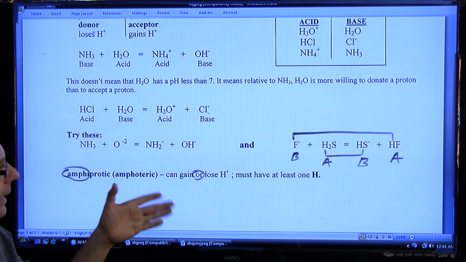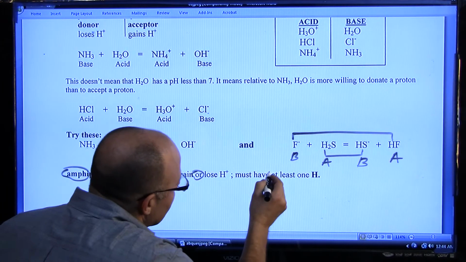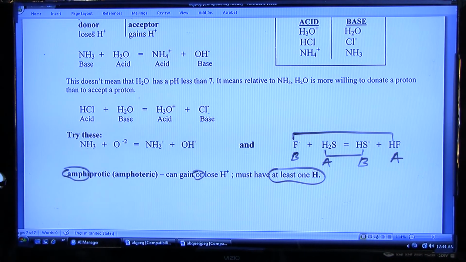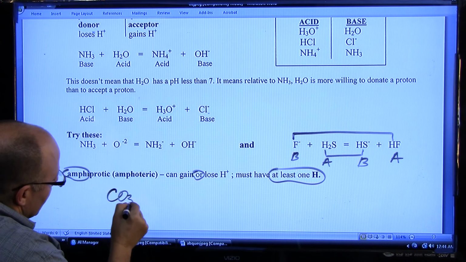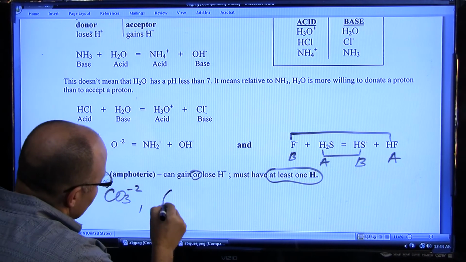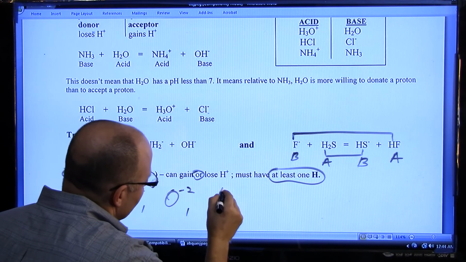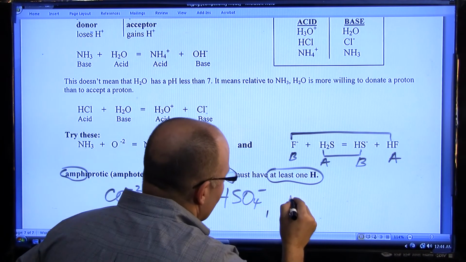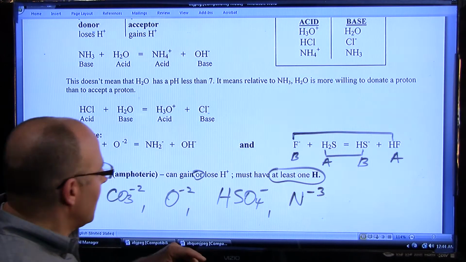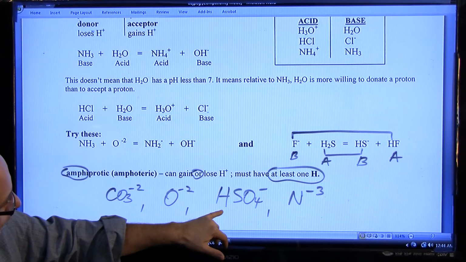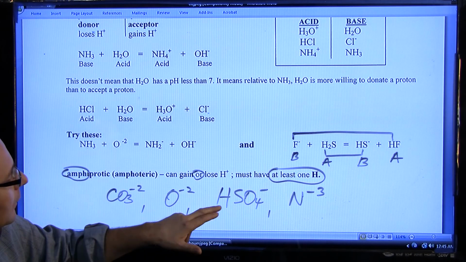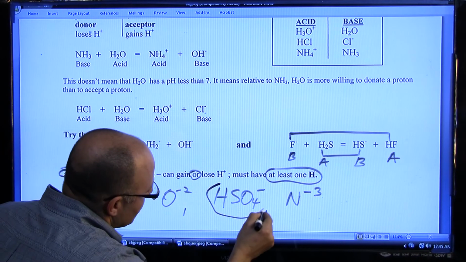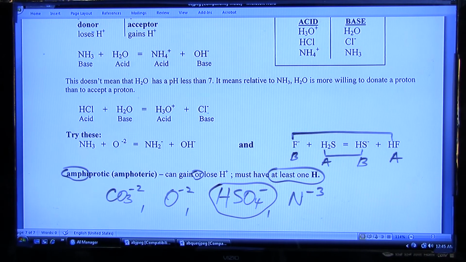In order for something to be able to gain or lose an H+, though, it has to have at least 1 H. So if they were to ask you, which of the following is amphiprotic? CO3 negative 2, O negative 2, HSO4 minus, or N negative 3, you see what I mean? The HSO4 minus, having at least 1 H, can either lose that H or gain an H, but the others cannot. So the answer would be the HSO4 minus alone can be amphiprotic.